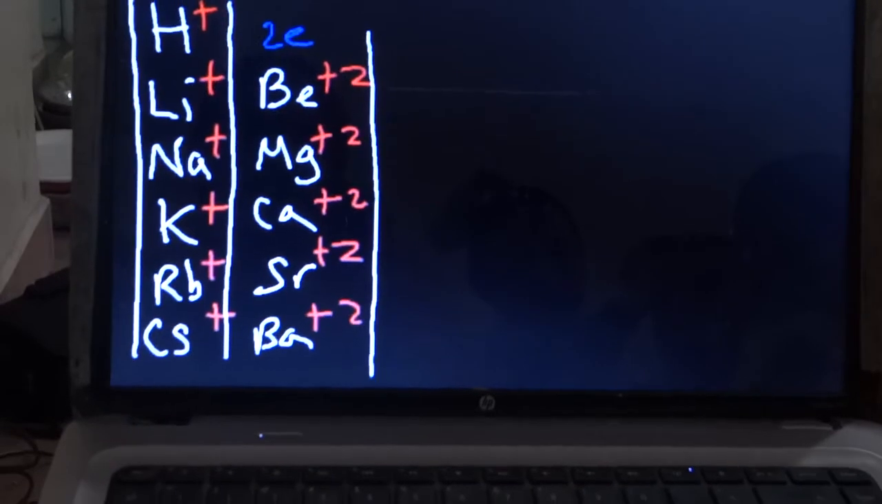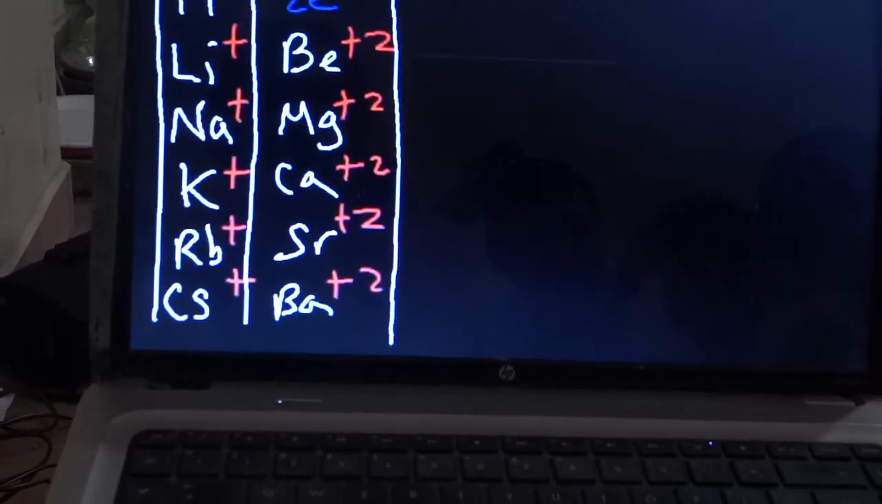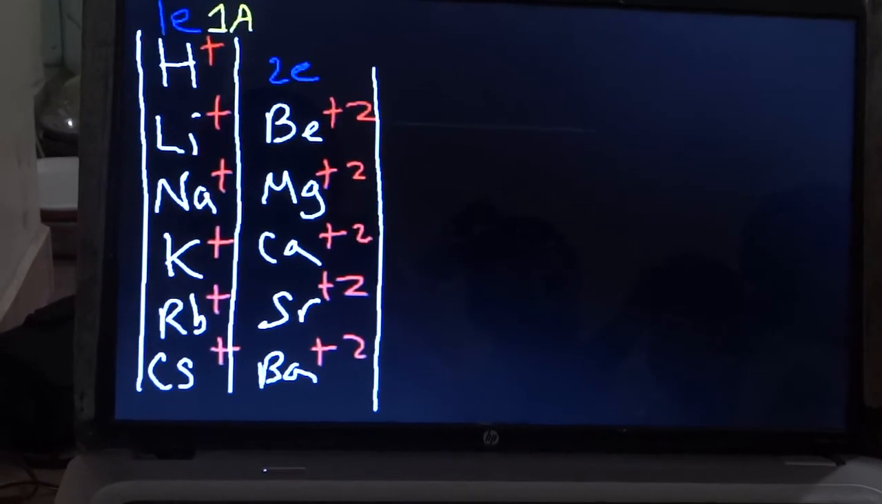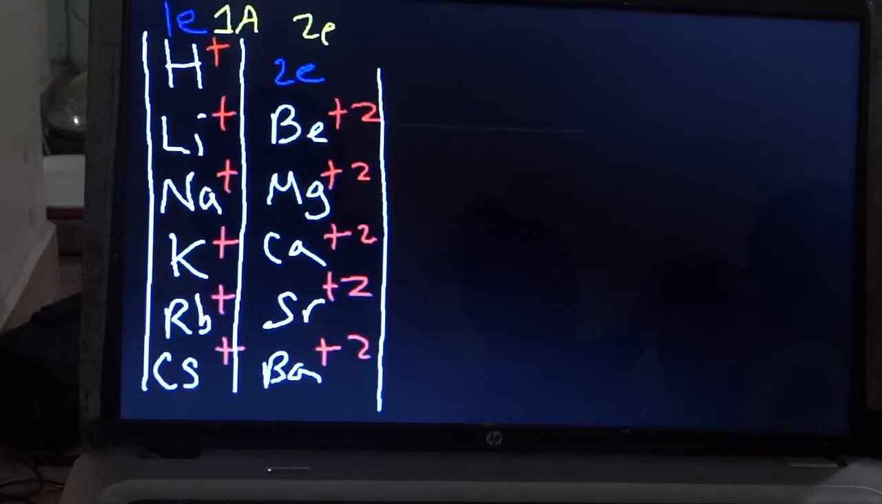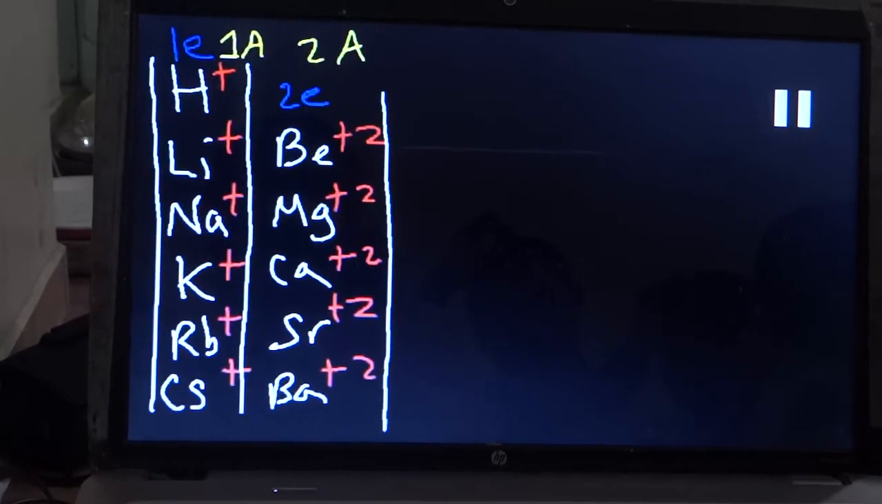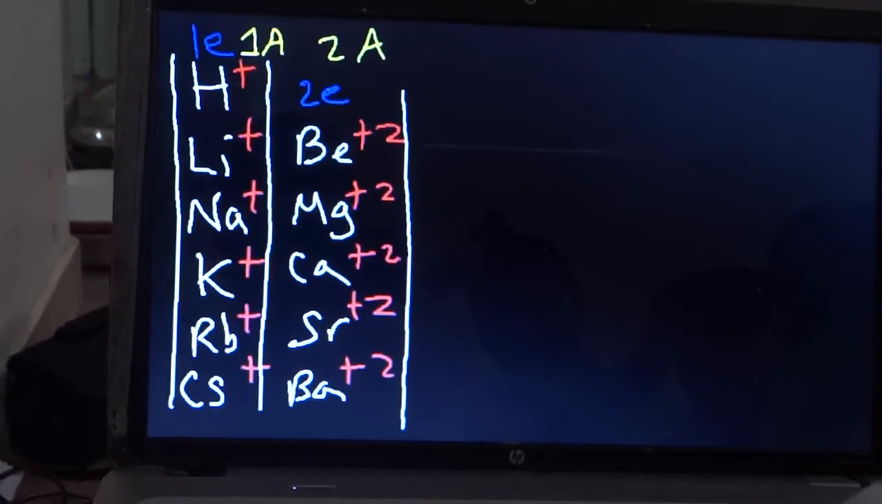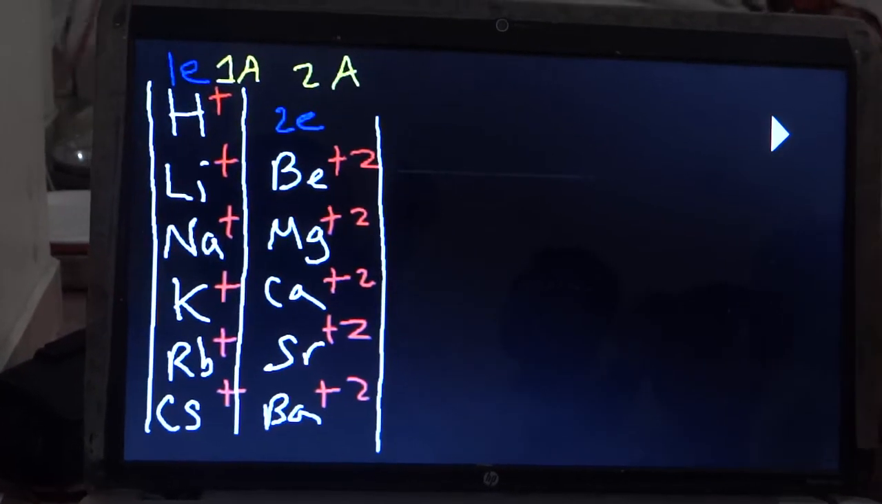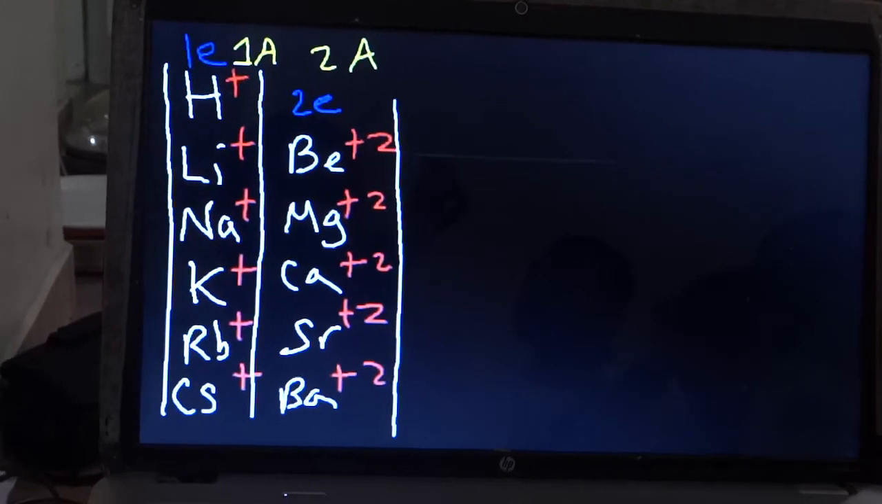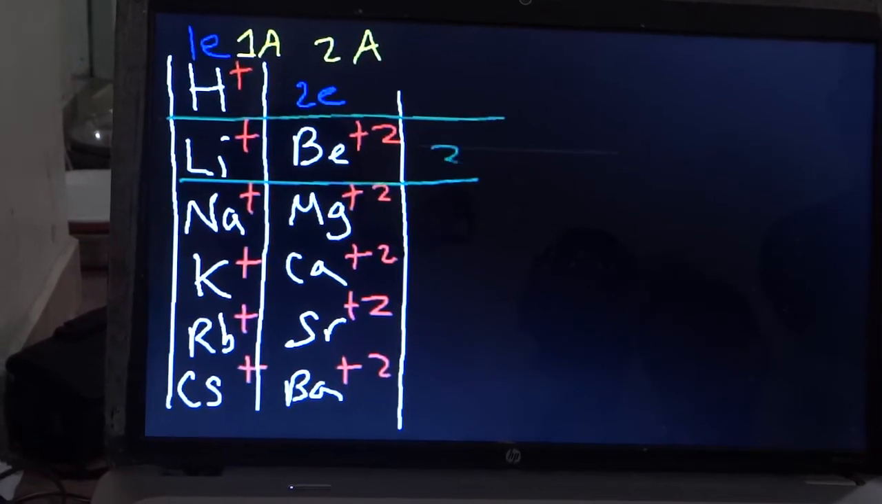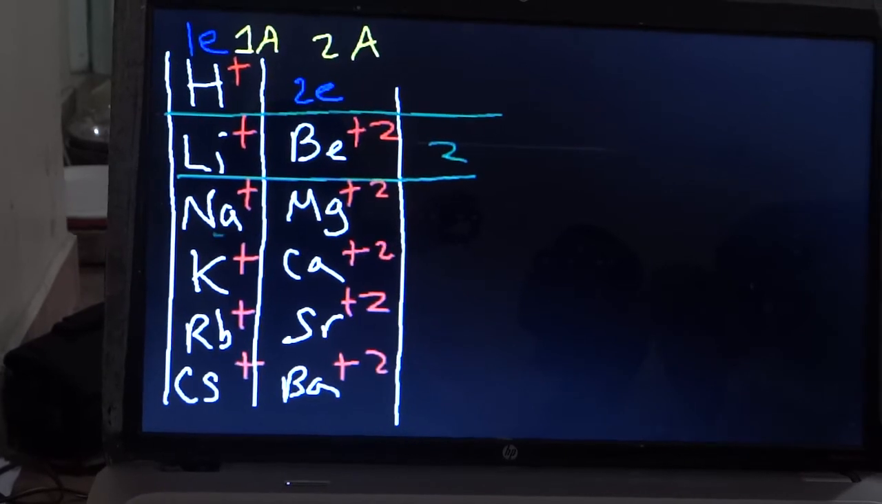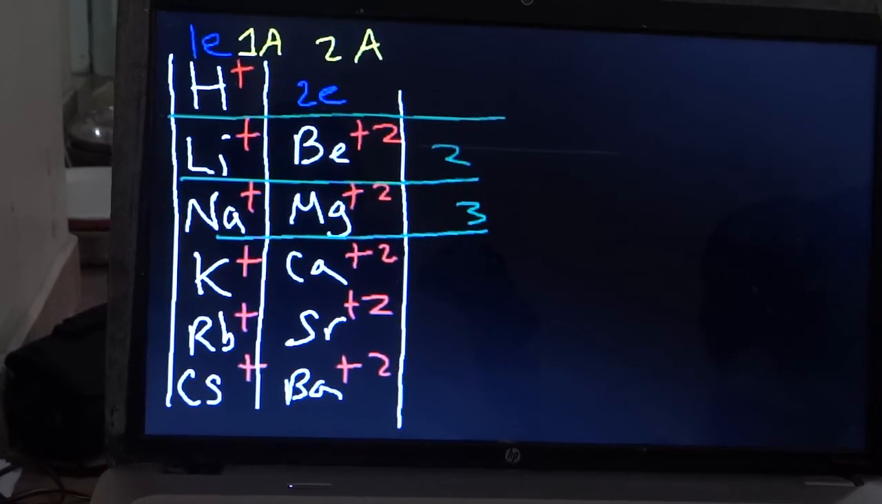The alkali metals are group 1A. The alkaline earth metals are group 2A. The rows are the periods. This is period 1, period 2, period 3, and so forth.